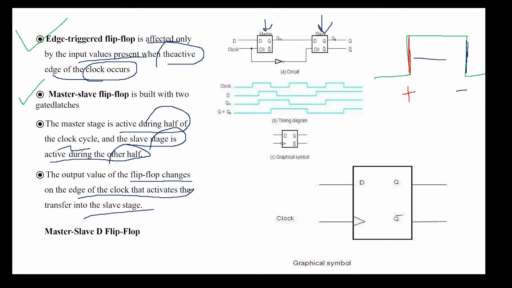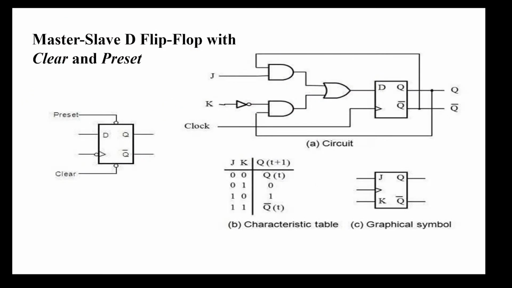As I already told you, the positive clock or the active clock is given to the master and the inverted clock is given to the slave, right? So what does this mean? When the clock is positive, the master will work, and when the clock is negative, the slave will work, right? So this is nothing but the master slave flip flop.